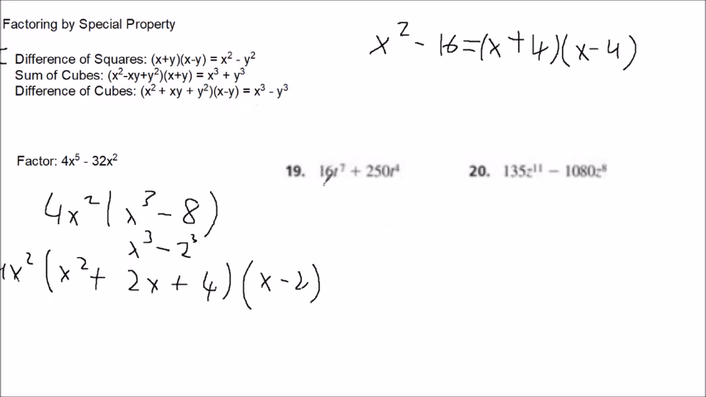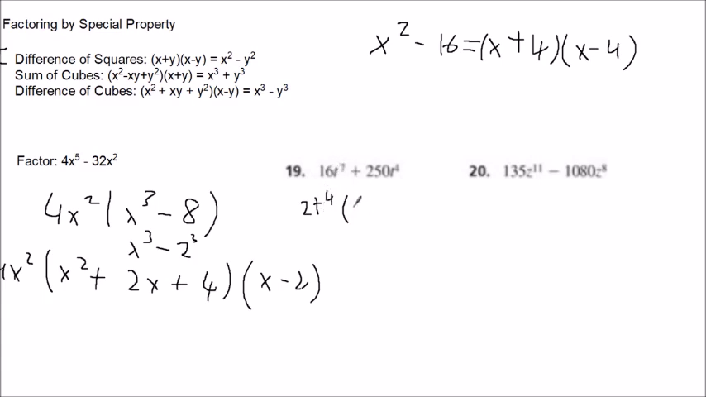Next, what is the greatest common factor of the coefficients? It's 2. And what's the greatest common factor between t7 and t4? It's t4. So we have 2t4.